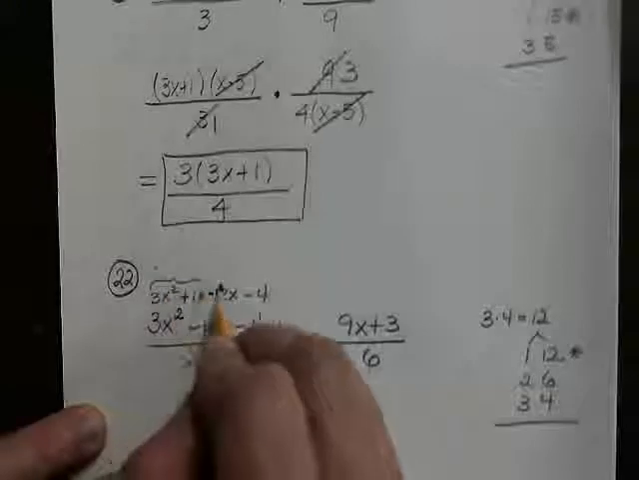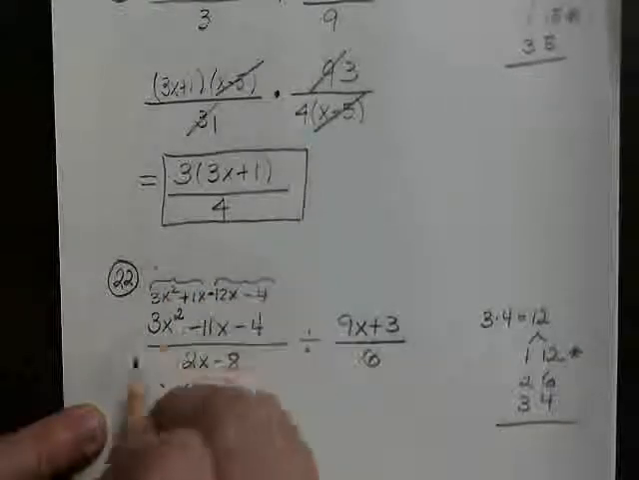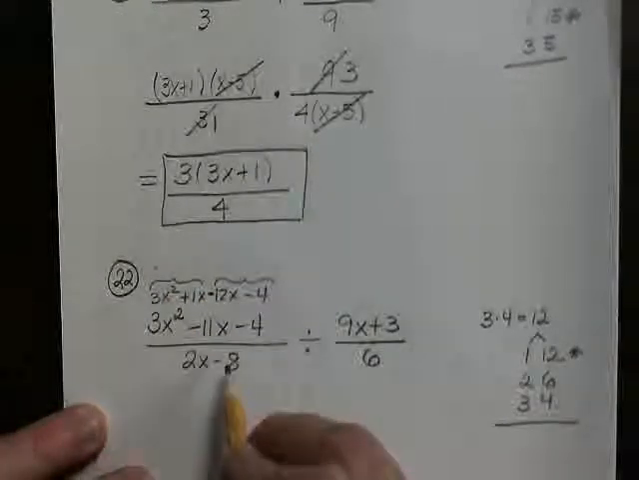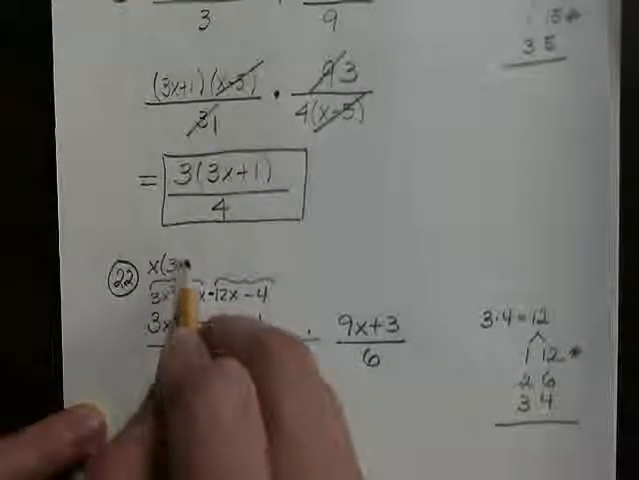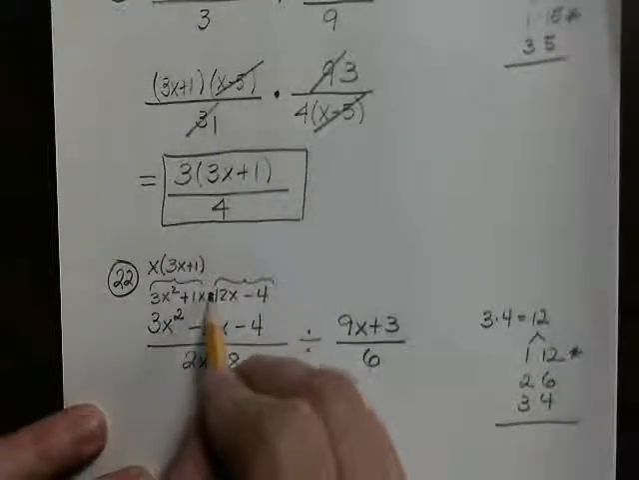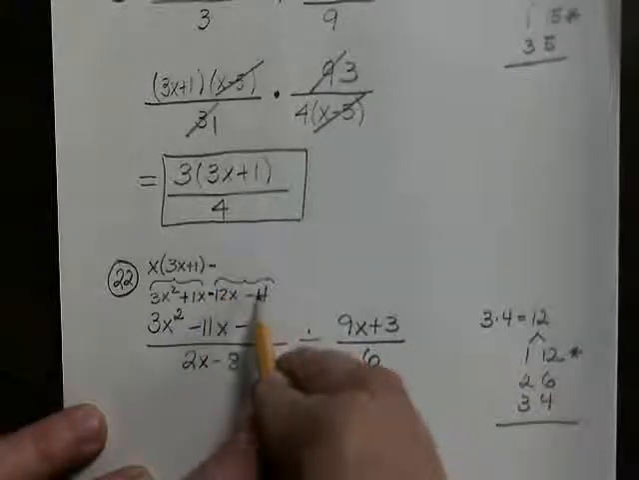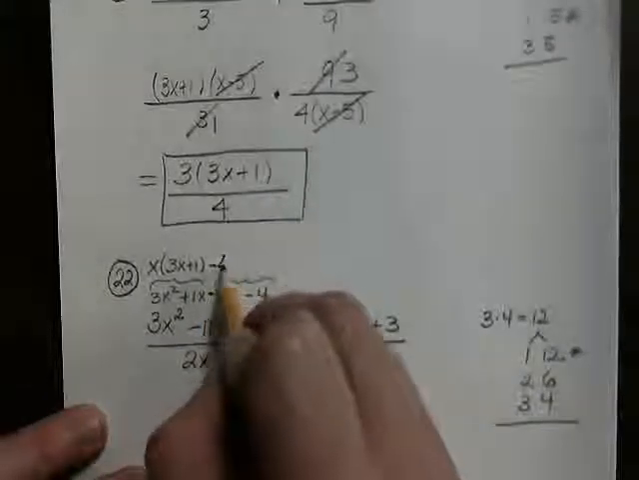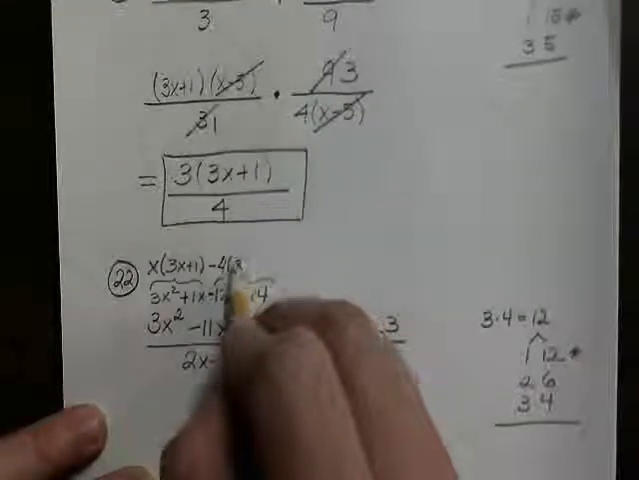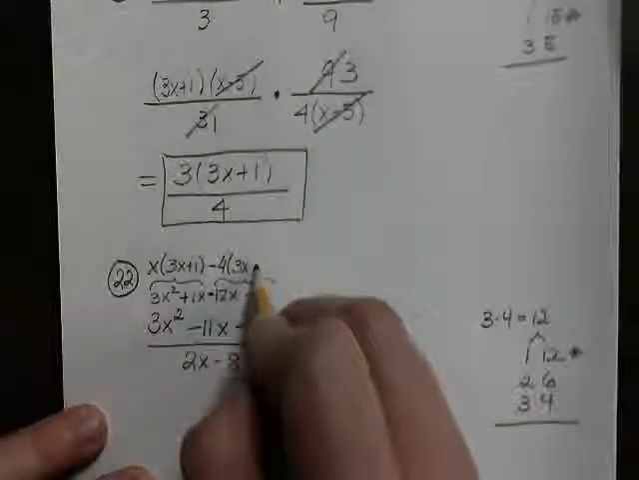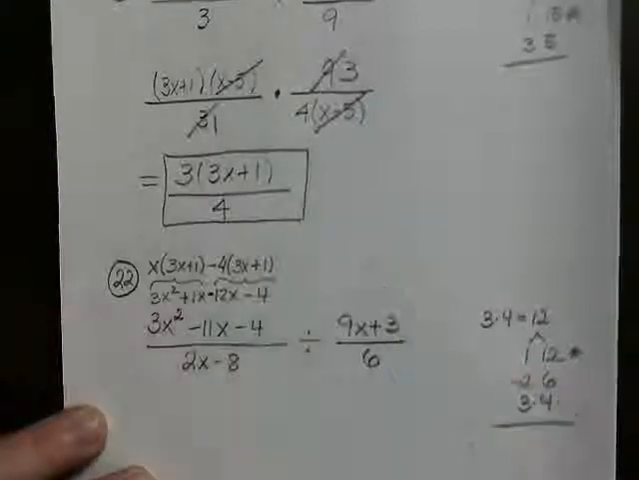You look at the first two terms and the last two terms. What can I factor from these two? I can factor out an x. So that means this would be 3x plus 1, and I have a negative here, so I put a negative. What can I factor from these two? I can factor out a negative 4. So negative 12x divided by negative 4 is 3x, and negative 4 divided by negative 4 is positive 1.